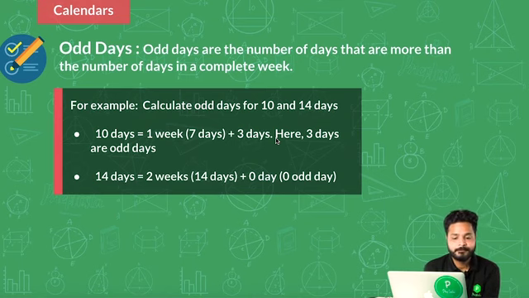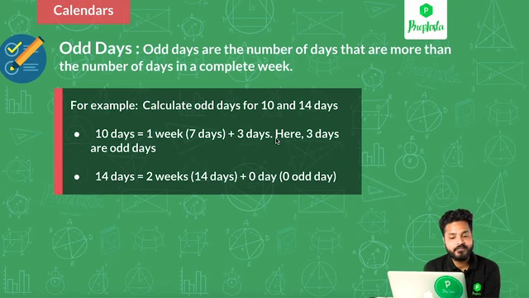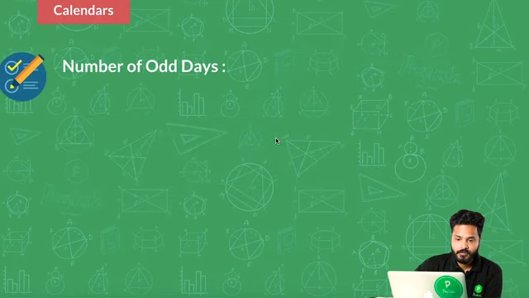For 14 days, we get 2 complete weeks. 14 days is 2 times 7, so we have 2 complete weeks plus 0 odd days. So it's all about dividing the number of days by 7, and the remainder becomes the odd days. Clear?